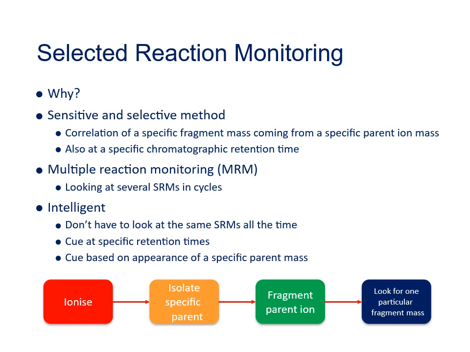And why is selected reaction monitoring used? Well, it's the most sensitive and selective method we have. Correlation of a specific fragment ion coming from a specific parent ion at a specific chromatographic retention time gives you very high confidence that you've correctly identified the molecule you were looking for. Additionally, the tandem mass spec method of looking for a specific fragment coming from a specific parent removes an awful lot of the background chemical noise from the signal, therefore the quantification is the highest possible quality by this method.